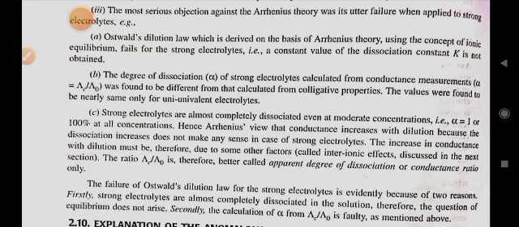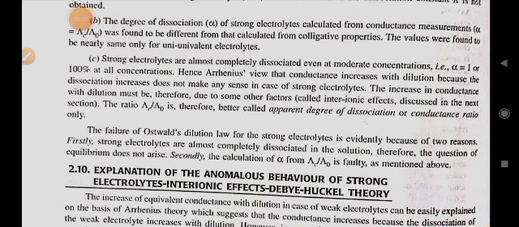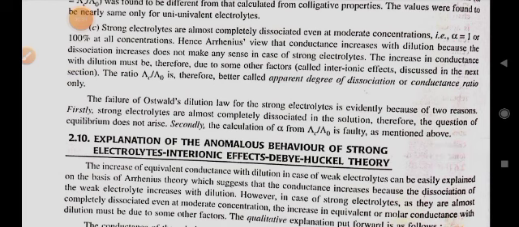B. The degree of dissociation alpha of strong electrolytes calculated from conductance measurement, alpha is equal to lambda C upon lambda naught, was found to be different from that calculated from colligative properties. The values were found to be nearly the same only for univalent electrolytes. C. Strong electrolytes are almost completely dissociated even at moderate concentrations, that is, alpha is equal to 1 or 100% at all concentrations. Hence, Arrhenius' view that conductance increases with dilution because the dissociation increases does not make any sense. In case of strong electrolytes, the increasing conductance with dilution must therefore be due to some other factors called interionic effects, discussed in the next sections.